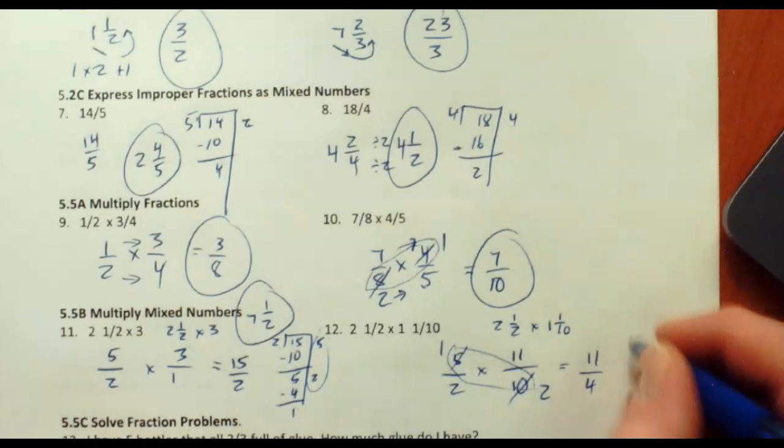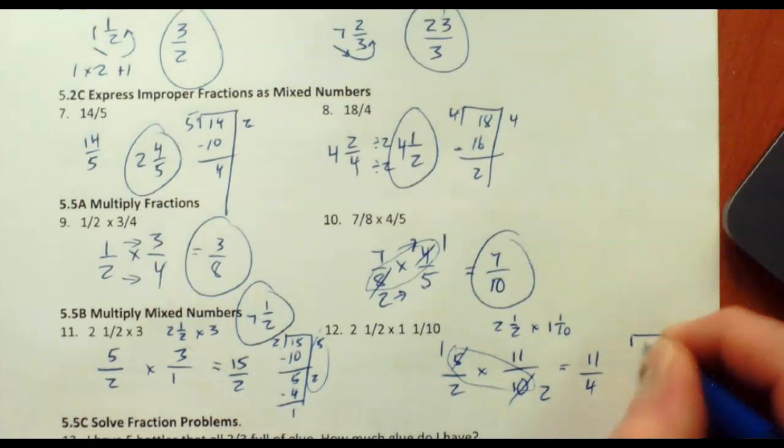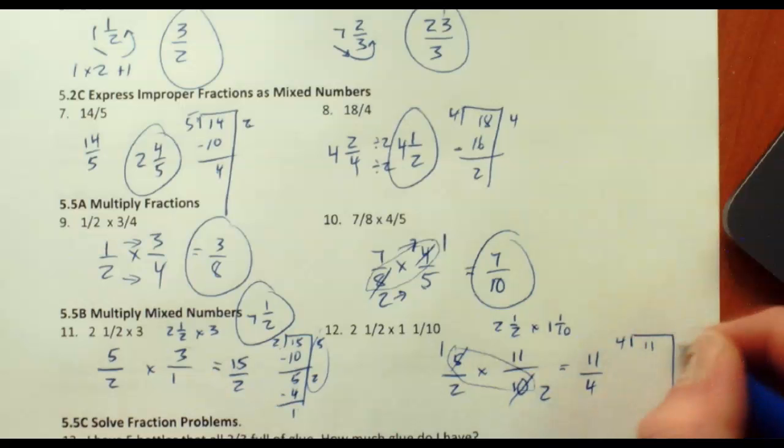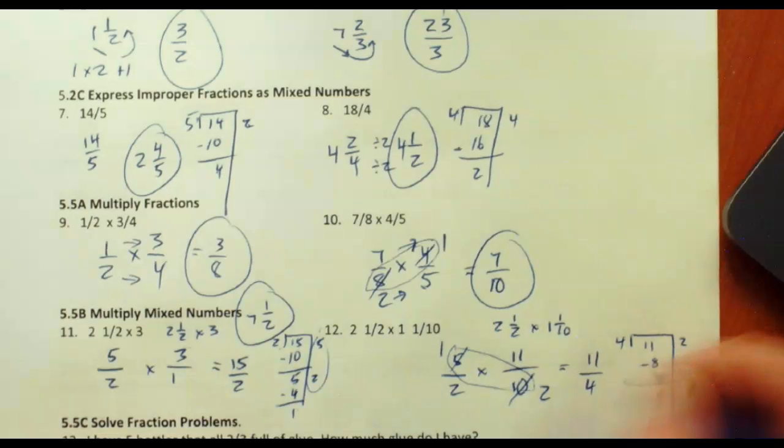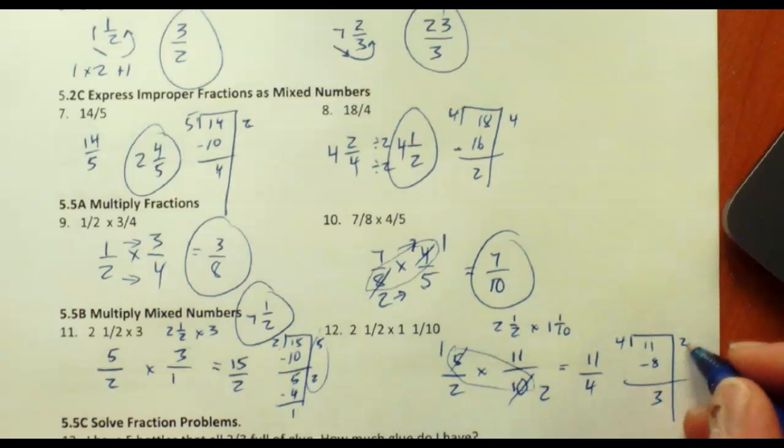I'm going to simplify that answer. I've got 11 divided by 4. It's going to go in there 2 times. 2 times 4 is 8. And I'm going to subtract 11 minus 8. We've got 3 left over. I can't fit anything else in there. So I have a total of 2 3/4. So 2 3/4.